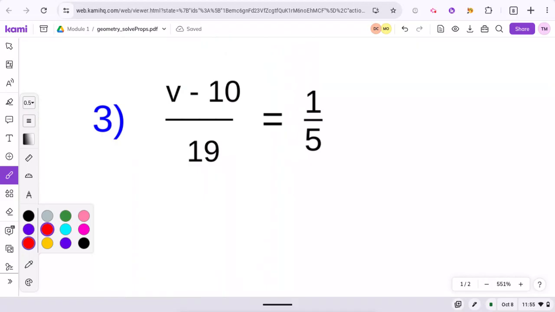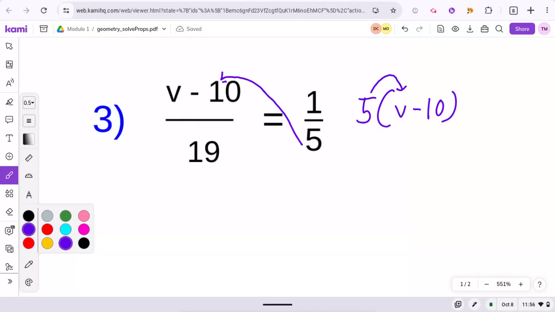So this one's a little more difficult because you have to use the distributive property. You can first do 5 times v minus 10. Remember, this is distributive property. So you put 5 on the outside and v minus 10 on the inside. So from there, you would use the distributive property. You would multiply 5 times v first. You'd get 5v. Then 5 times negative 10. That'd give you negative 50. You're distributing that 5 in.